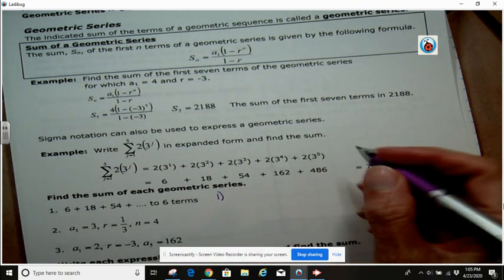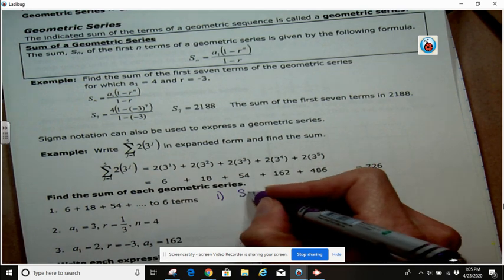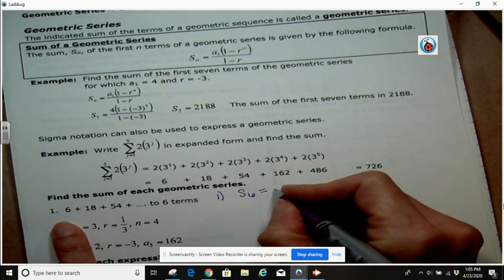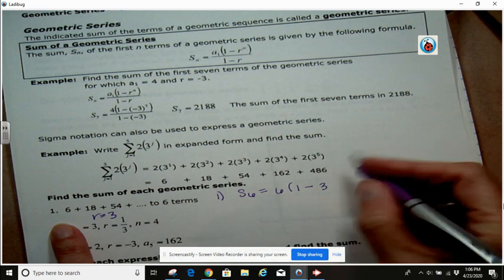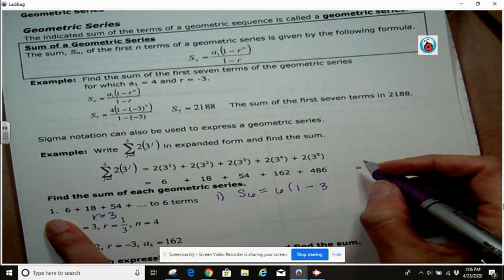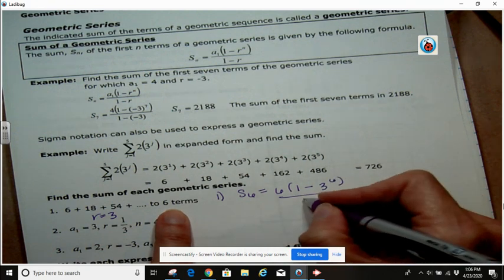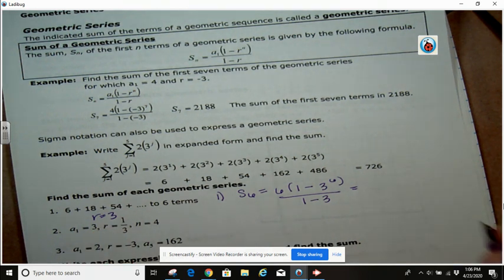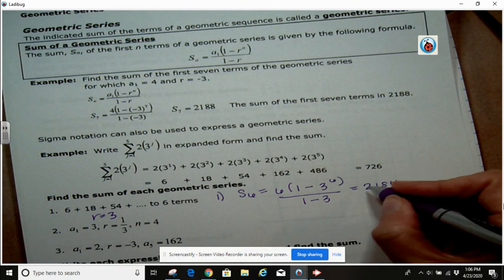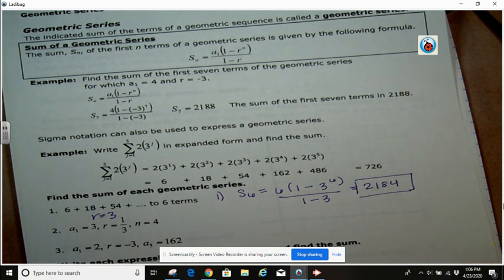So for number 1, it says to 6 terms. So s sub 6 equals a sub 1 times 1 minus r to the n, and it looks like we are multiplying by 3 each time. We just said that n was 6. It's a sub 1 and n, and r is 3. And then once you get everything in your formula, you can just go to your calculator. Remember that with the sum and the sequence answers for geometric, don't be surprised if your numbers are really big or really small because it's exponential.